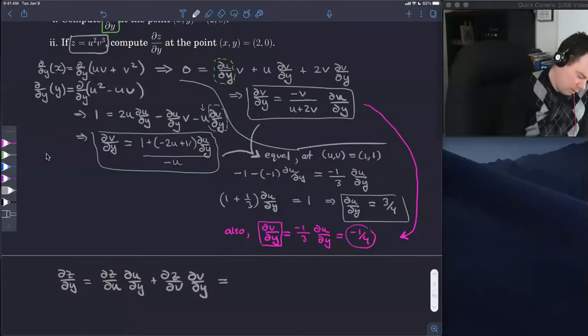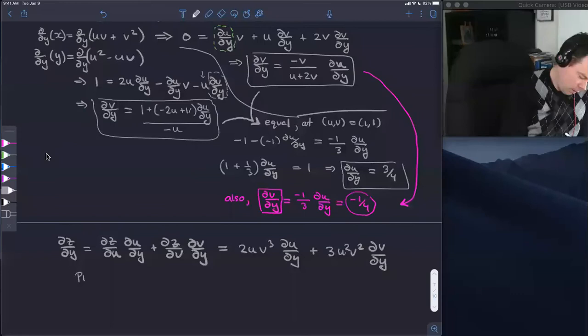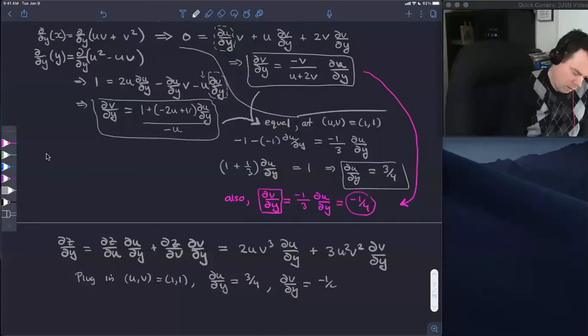And dz du is 2uv cubed. Du dy, I'll just keep that as du dy for now so we don't do too many steps all at once. Dz dv is 3u squared v squared times dv dy. And now we plug in u, v equals 1, 1. Du dy equals 3/4, and dv dy is equal to -1/4.